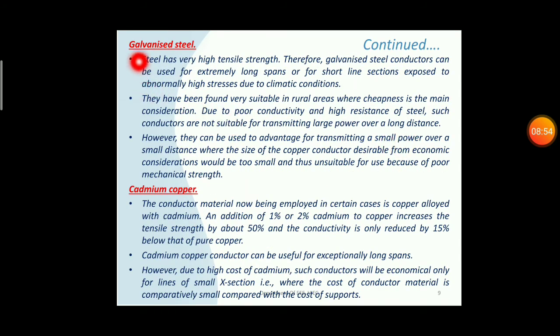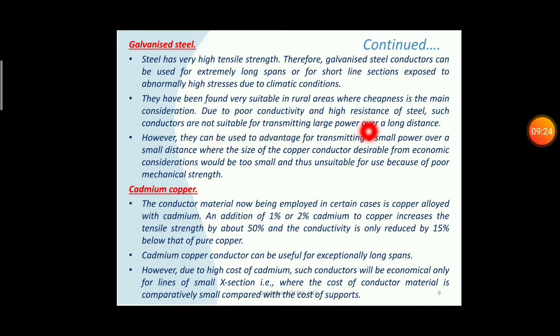Next material is galvanized steel. Steel has very high tensile strength. Therefore, galvanized steel conductors can be used for conditions where high tensile strengths are required, where high stresses due to climatic conditions are there. They have been found very suitable in rural areas where cheapness is the main consideration. Steel is a cheaper conductor.